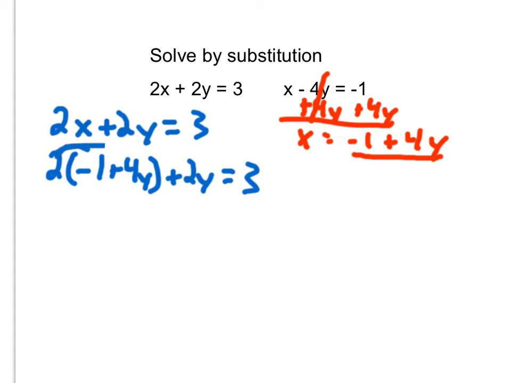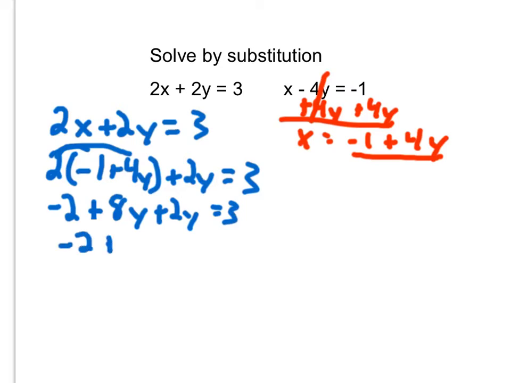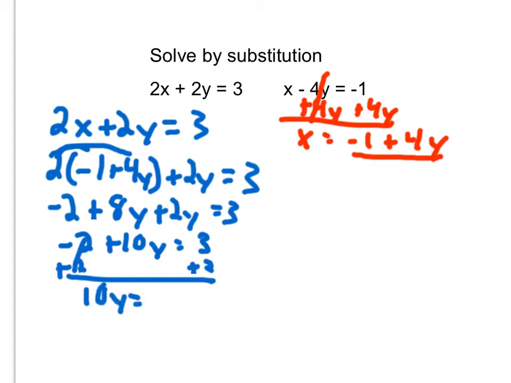And we're going to start by distributing. So we get -2 plus 8y plus 2y equals 3. Now we're going to combine like terms, so we'll have -2 plus 10y equals 3. So now we need to add 2 to both sides because we're trying to solve for y. So I get 10y is equal to 5, and then I need to divide by 10.